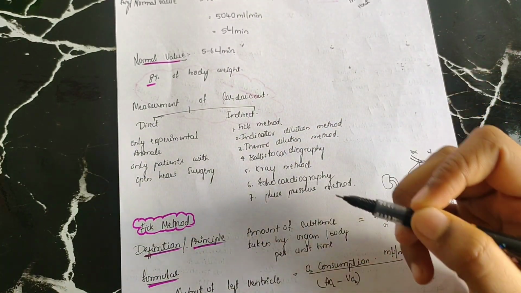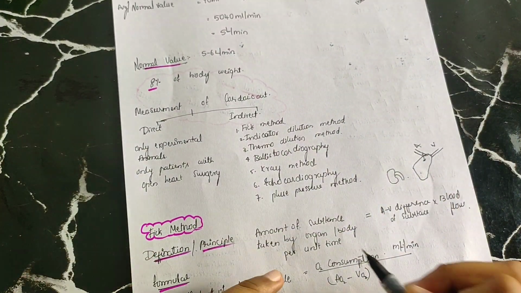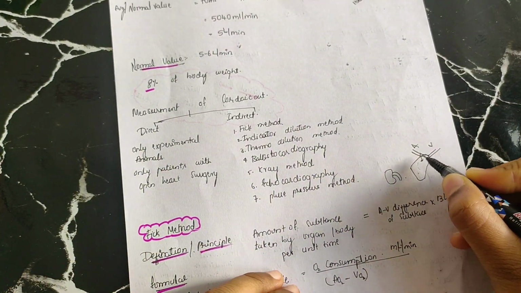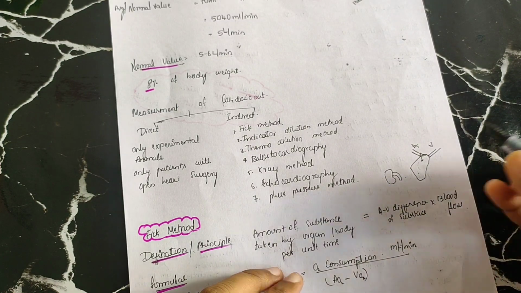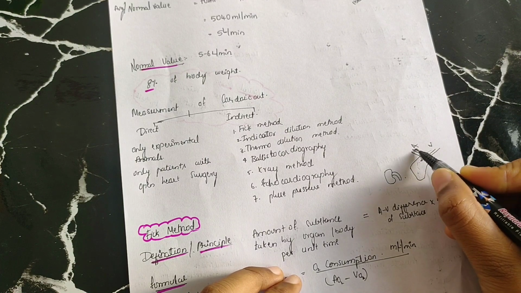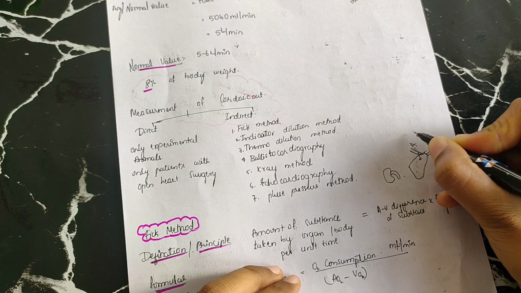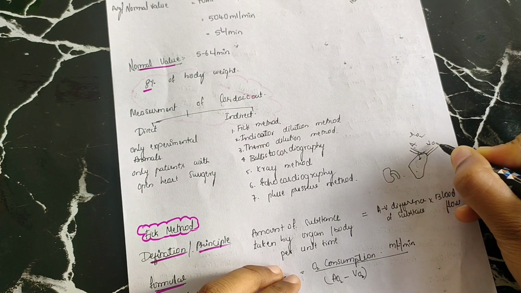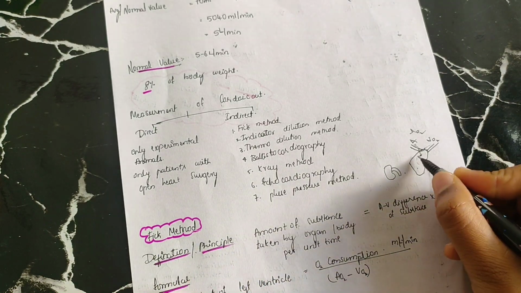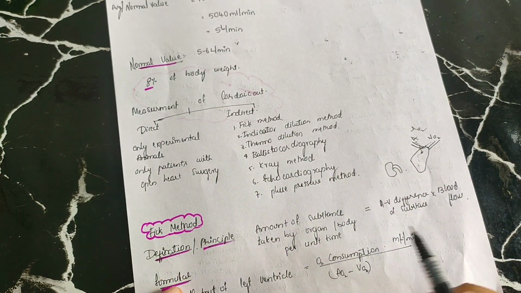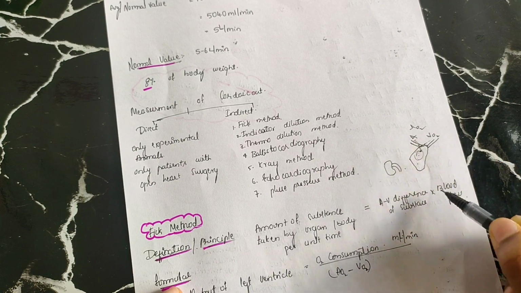For the Fick method, we have to discuss the definition or principle. The principle is that the amount of substance taken up by an organ per unit time, we can take as a minute or hour, will be equal to the AV difference of the substance times the blood flow rate. If we consider this as oxygen, it is arterial oxygen concentration minus venous oxygen concentration into the rate of blood flow. The principle is the amount of substance taken by the organ equals the AV difference of that substance into blood flow rate.